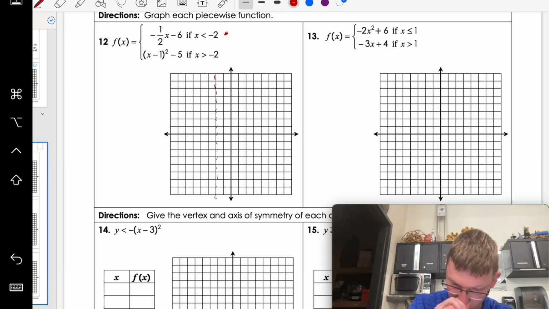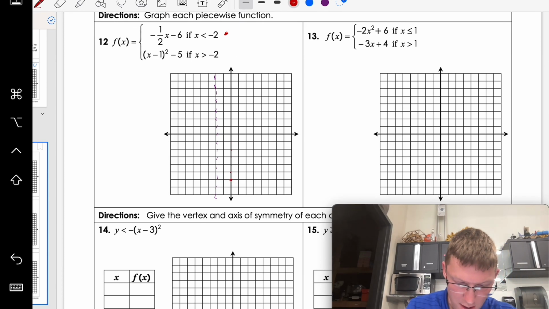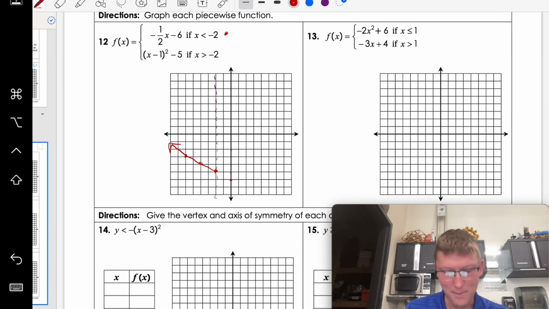So a -6 is my b, so that's going to be my y-intercept. 1, 2, 3, 4, 5, 6. And then I'm going to put the negative sign with the 2. So we're going to go up 1 to the left, or whatever. Up 1 to the left, 2. So 1, 1, 2. And we're going to stop at that boundary line.